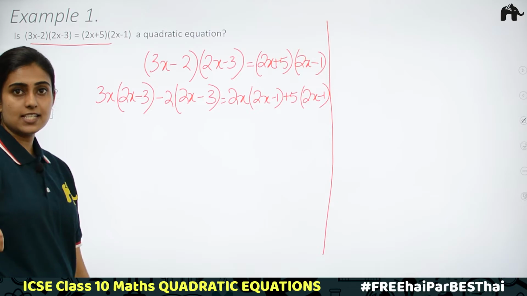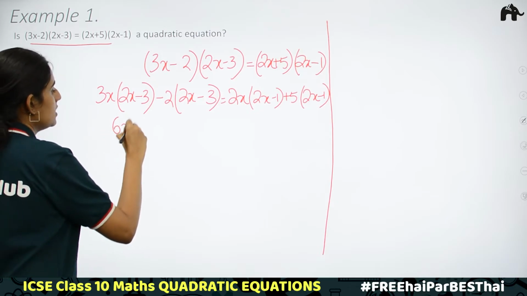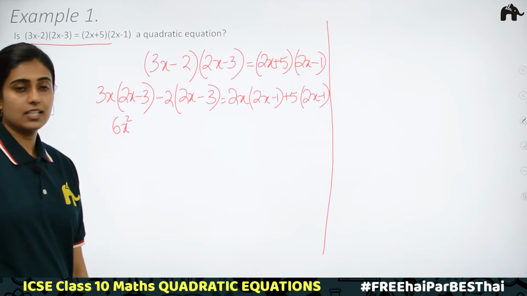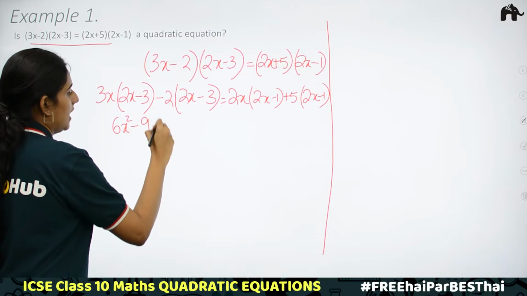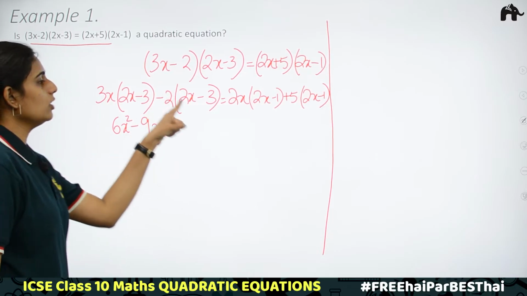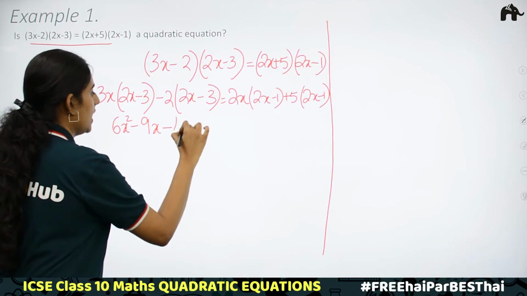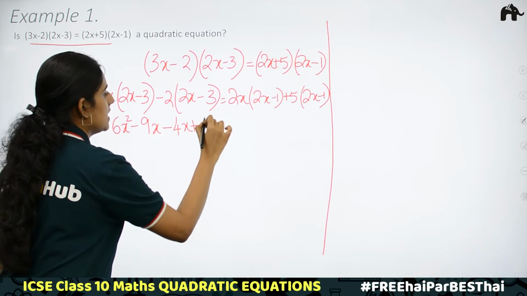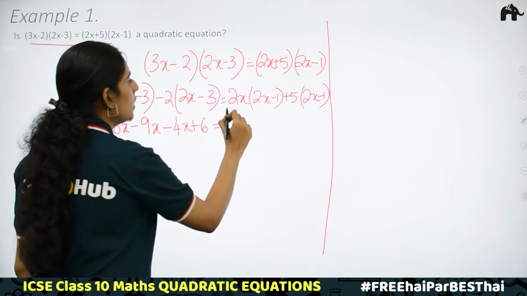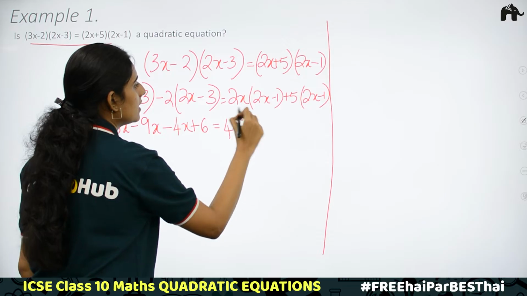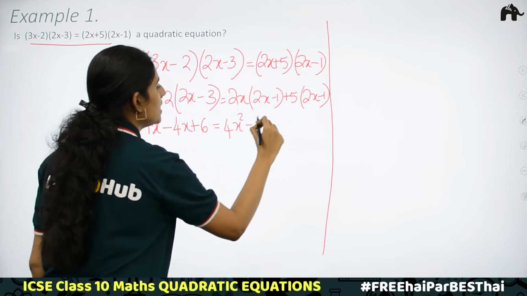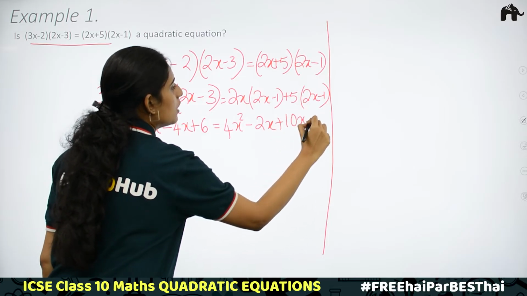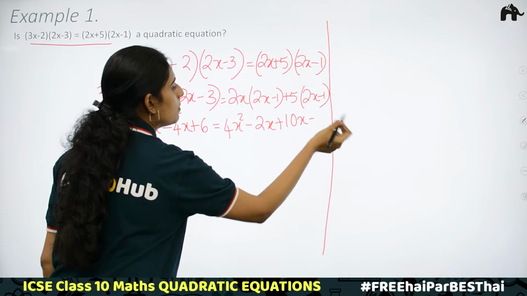3x into 2x is 6x square. x into x is x square. 3x into minus 3 is minus 9x. Minus 2 into 2x is minus 4x. Minus 2 into minus 3 is plus 6. This is equal to 2x into 2x, 4x square; 2x into minus 1, minus 2x; plus 5 into 2x, 10x; 5 into minus 1, minus 5.